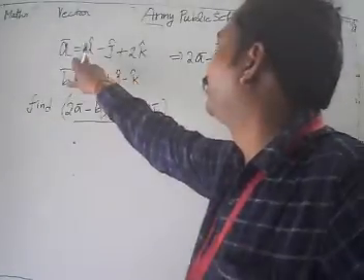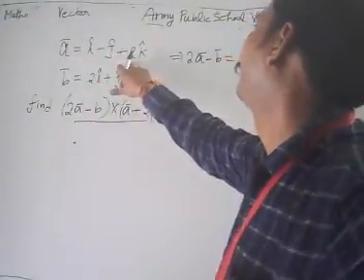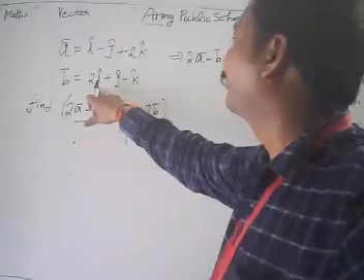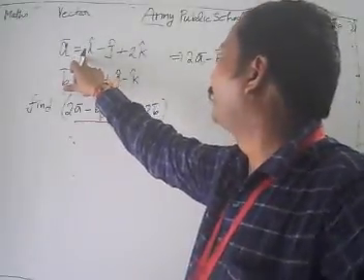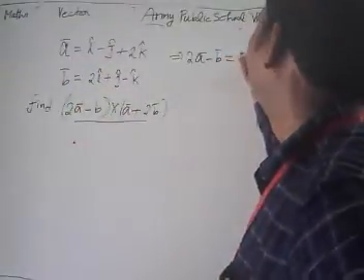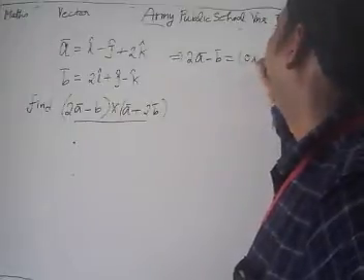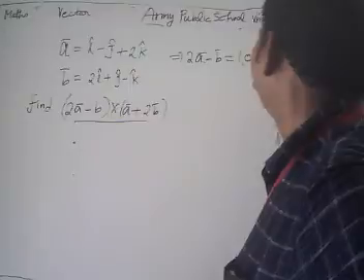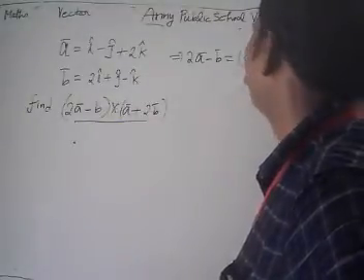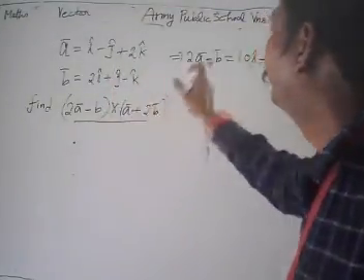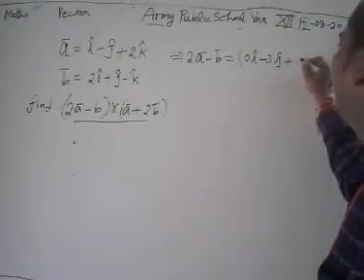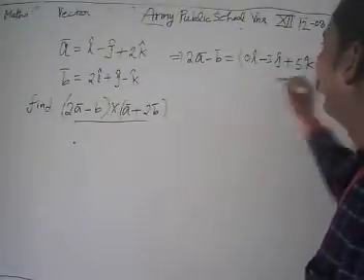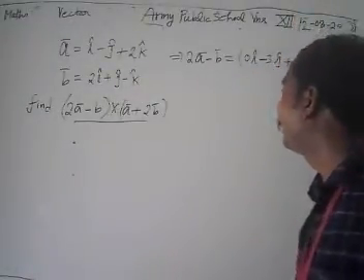2A is 2i cap minus 2j cap plus 4k cap. Then we take the difference of vector B. This is 2i cap minus 2i cap, which gives 0i cap. Here we have minus 2 and minus 1, so we have minus 3j cap. Then 4 minus 1 plus 1 gives 5k cap. Now we get the value of 2 times vector A minus B.